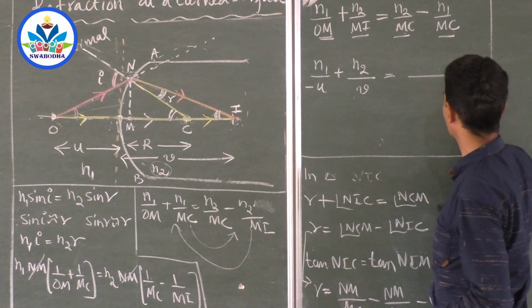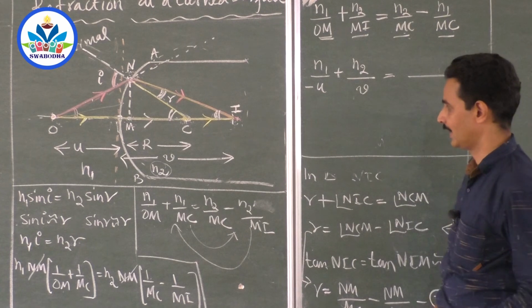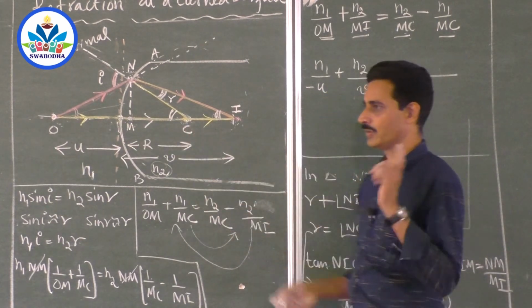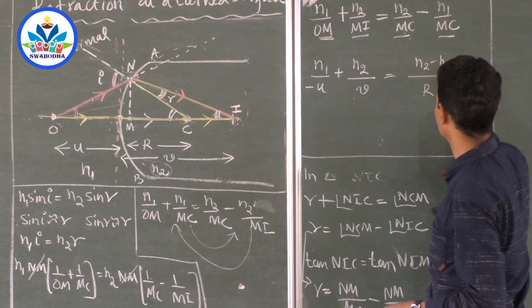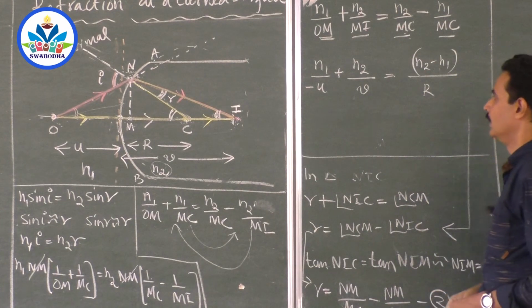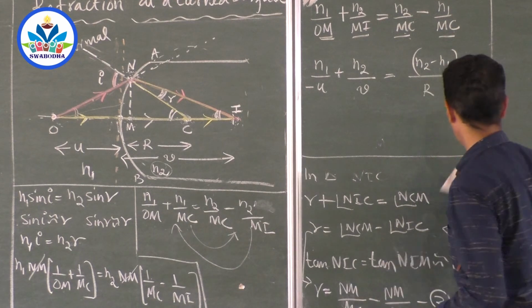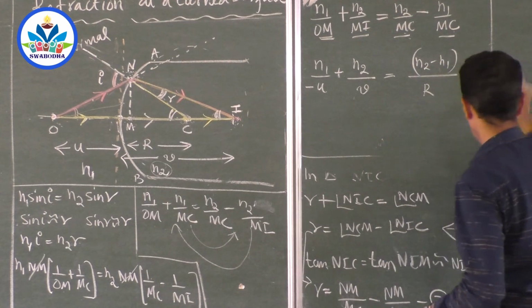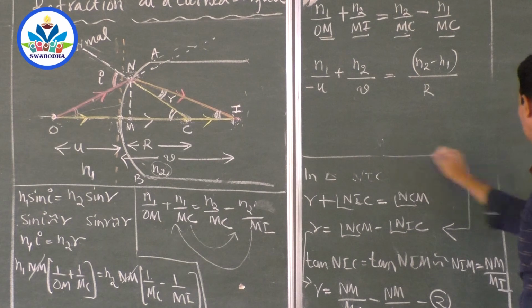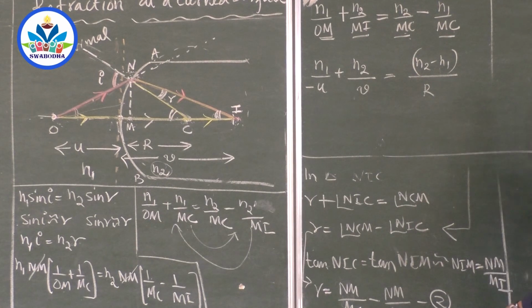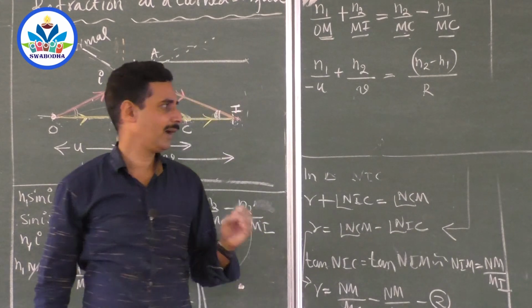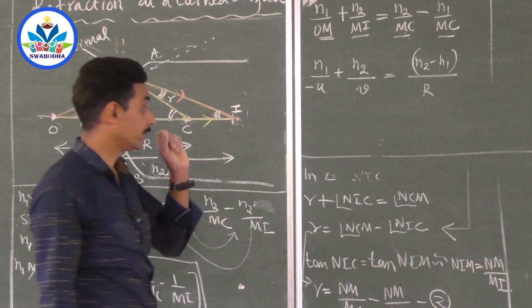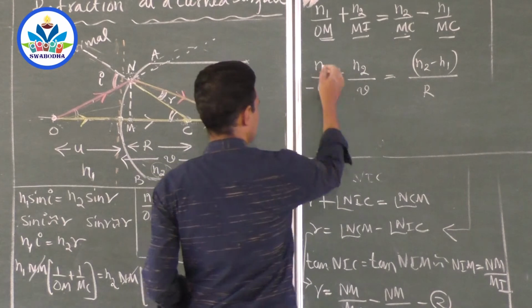MC can be taken common. What is that? Radius of curvature, right hand side positive radius, N2 minus N1 by R. So I will write it like this now. Hope you can see this now. Up to this, you have to remember the formula this way only. Don't learn the symbols by heart, you just remember the formula like this.